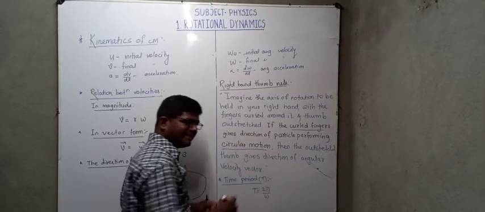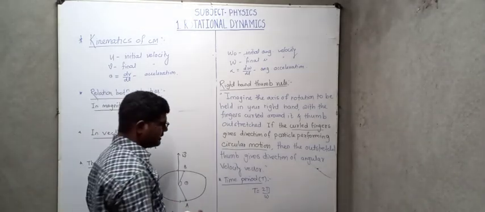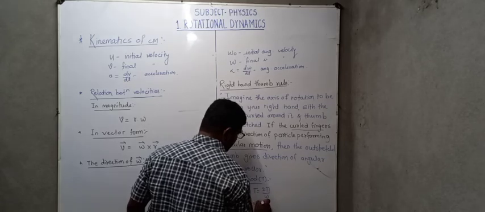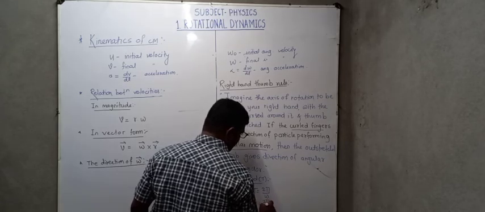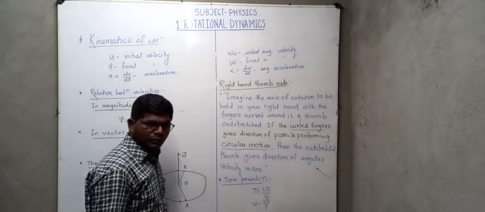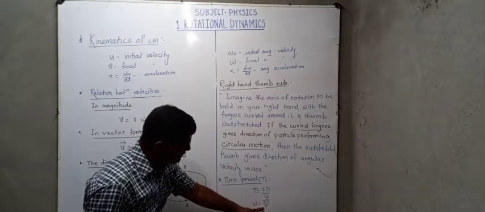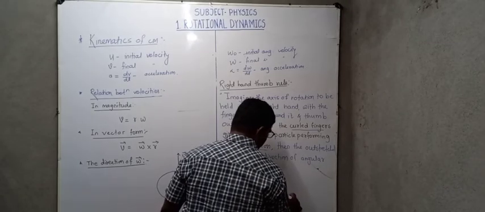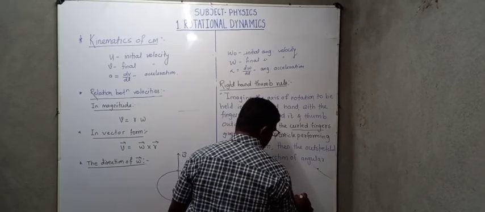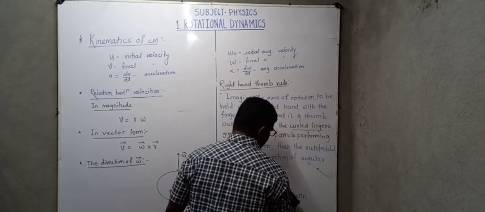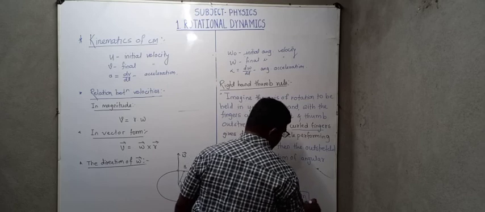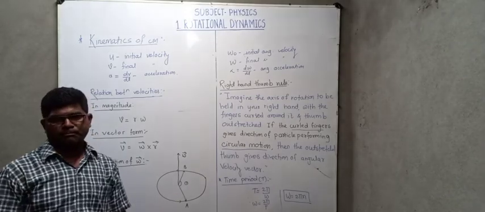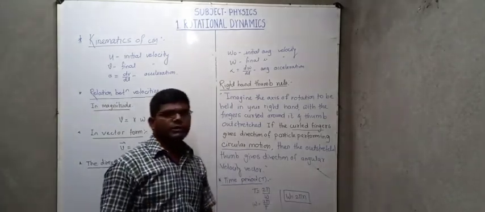We already studied this in 11th standard. T is equal to 2 pi by omega. Therefore, omega is equal to 2 pi divided by T. And we know the reciprocal of time period is nothing but frequency. So, we can write omega is equal to 2 pi n. This gives the relation between angular velocity and the frequency of a particle performing circular motion.